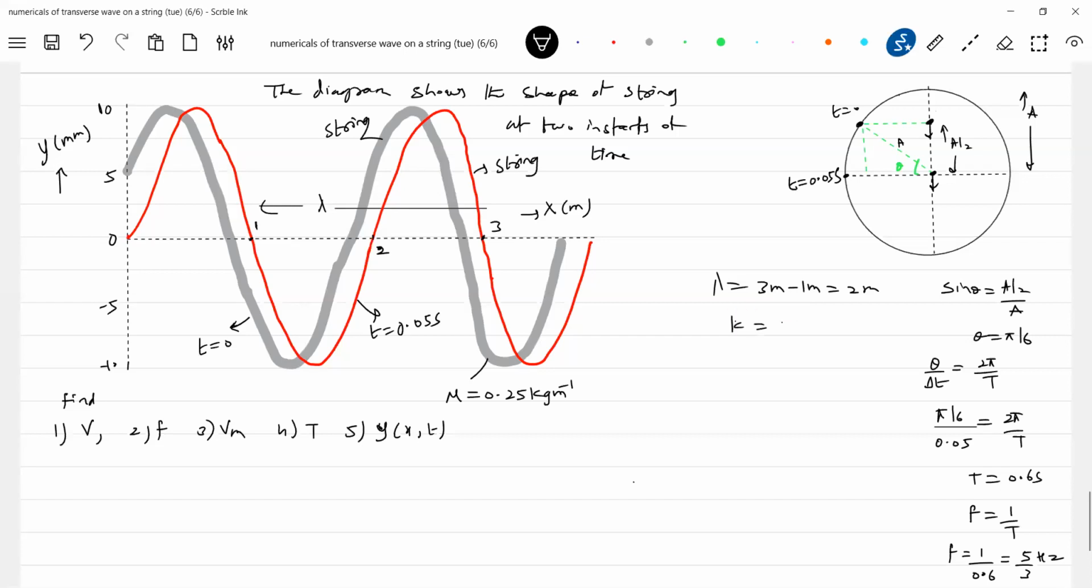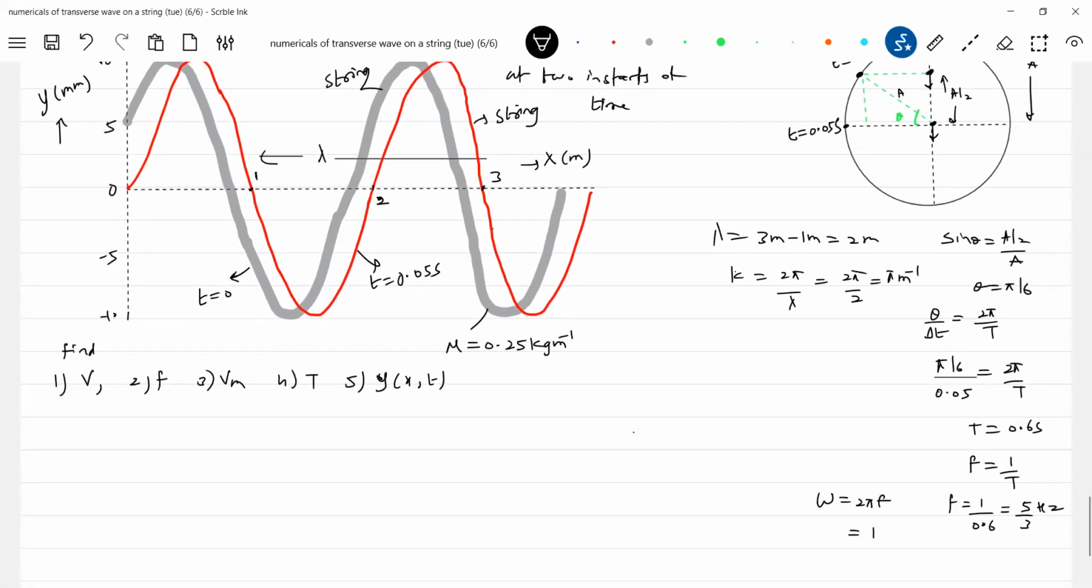So if I know lambda, then k is 2 pi by lambda, in pi per meter. If you know the frequency, from that we can bring the omega. Okay, I know the wave speed, I know omega, I know k. From that, I'll bring the wave speed. So let me bring all the things. So v is equal to omega by k.